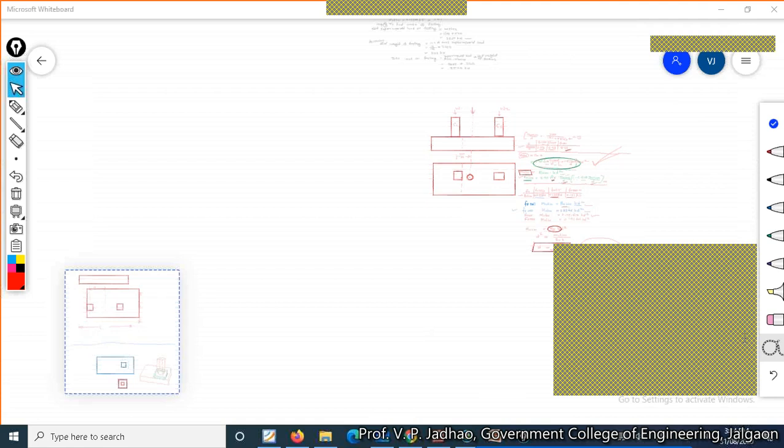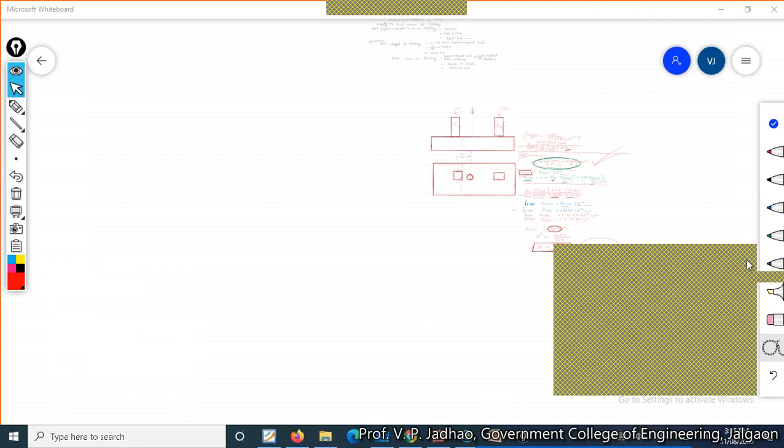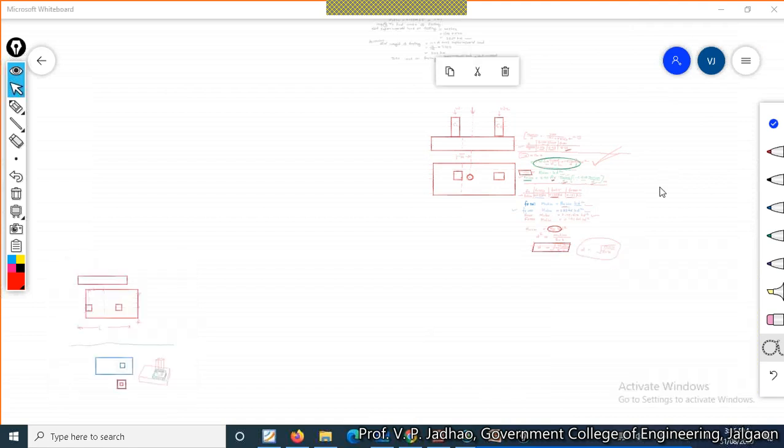Okay, sir, in all conditions, do we have to take self weight as 10% of superimposed load? Yes, we have to take self weight as 10% of the total superimposed load always, because we don't know the self weight of the footing. Therefore we take it as 10% of the total superimposed load.